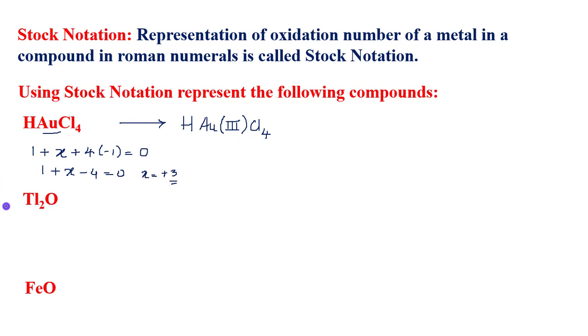Okay, next example, thallium oxide, right? You need to find the oxidation state of this thallium. So take it as X. There are 2 thallium atoms, so we take 2X, plus 1 oxygen. Oxygen charge is always -2, equal to 0. So 2X minus 2 equals 0. Taking it to the other side, 2X equals 2, and X equals 2 divided by 2, which is 1. So the oxidation state of thallium in this compound is +1, right?